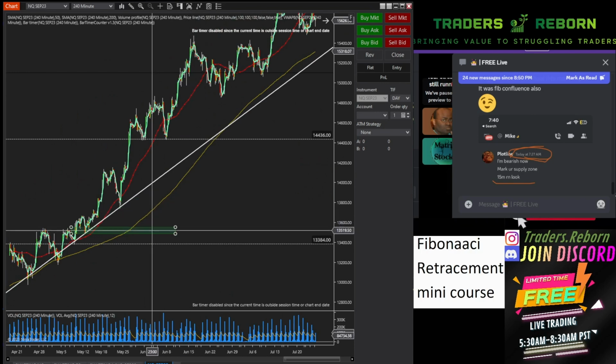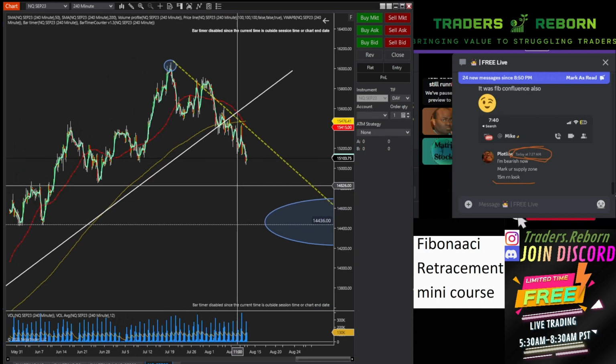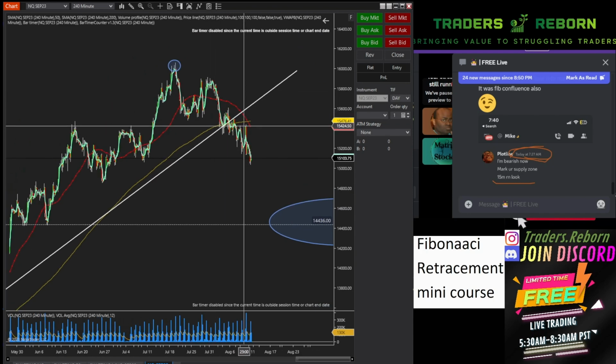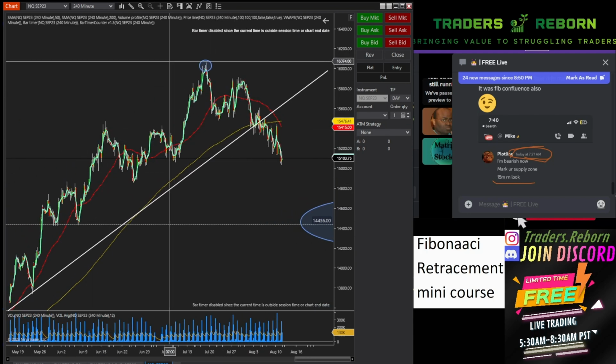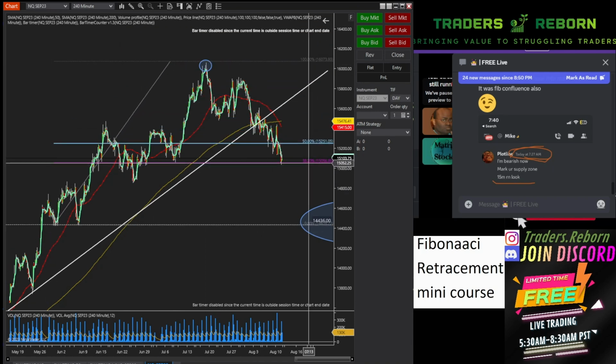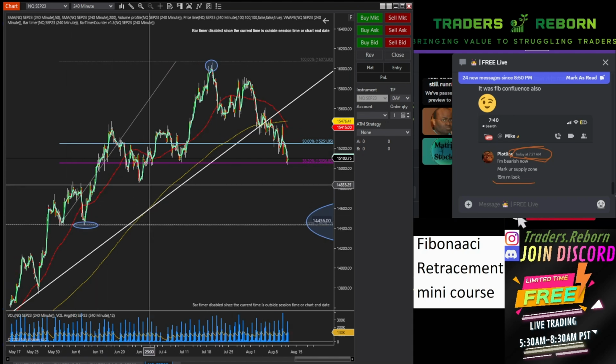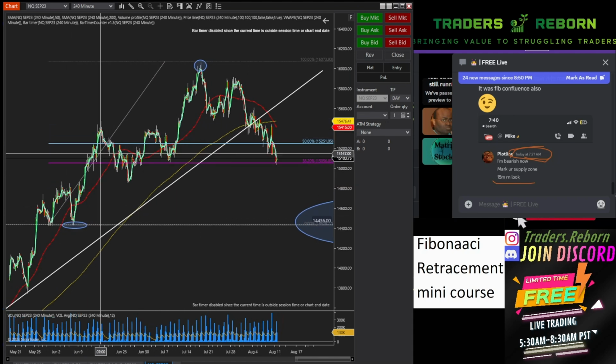Okay, just gonna delete these. Here, look, you can also draw like this. See, look where it's bouncing, guys. You see it from the top? I drew it down here, and look how well it's reacting.